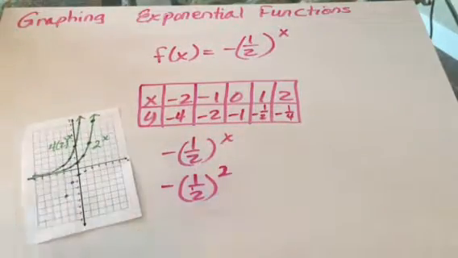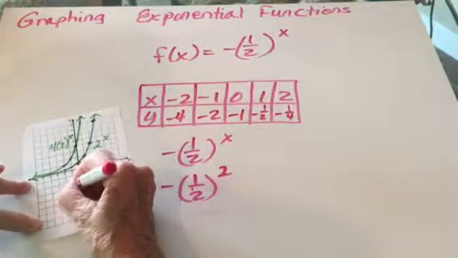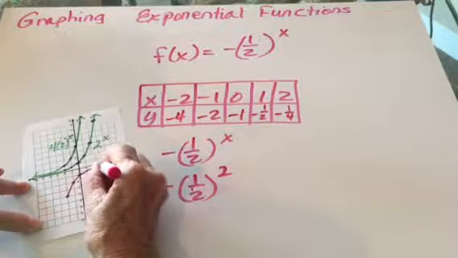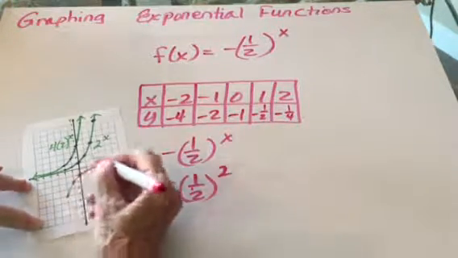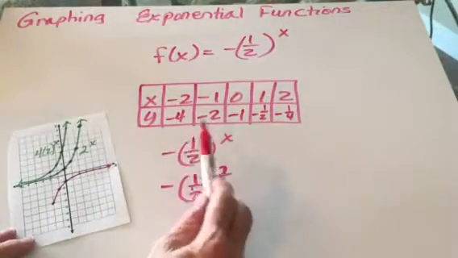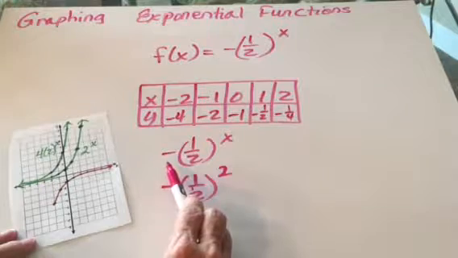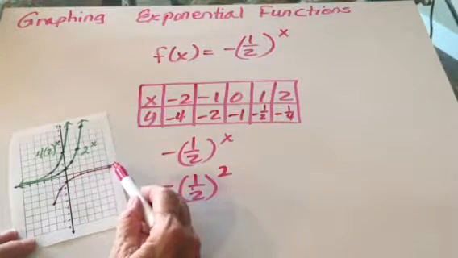Now, let me show you what's going to happen with this deal. This is going to start going like this, and it's going to go as close as it can to this line, but it's never going to go over it. It's never going to go over it. So when you have a negative exponential function, it's going to be going like that.